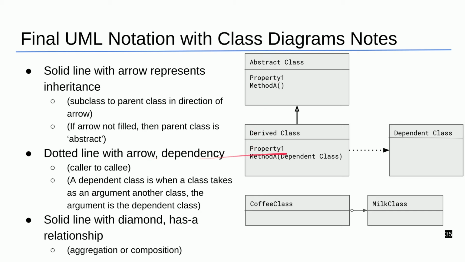A dotted line with the arrow indicates a dependency. So if we see a lot of these dependencies in our diagrams, this could be an indication of coupling. Okay, so here's a derived class which has perhaps a member function here that takes a class as an argument here. So that means it's dependent on it, whenever this class changes, this is going to be affected. And then the last thing that we saw with the composition, which is modeled here, is the diamond represents a has-a relationship. So the coffee class has a milk as a member variable.